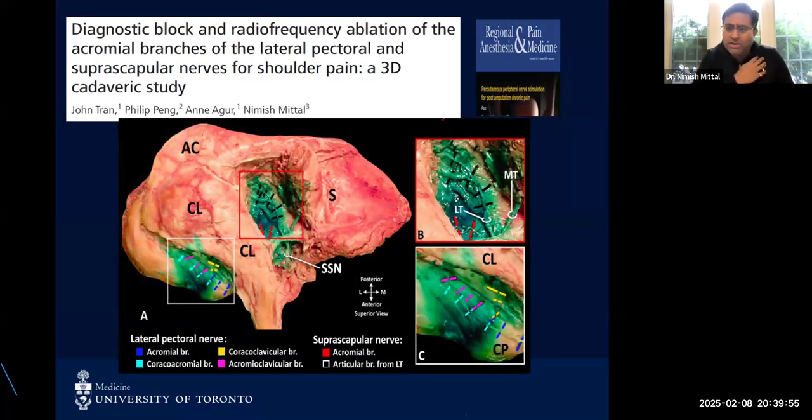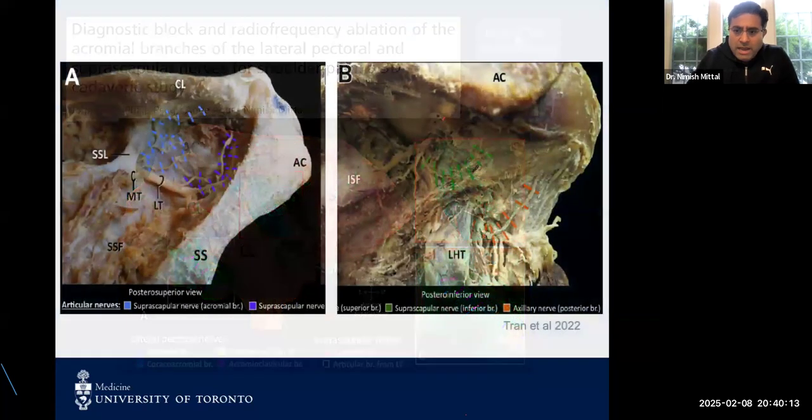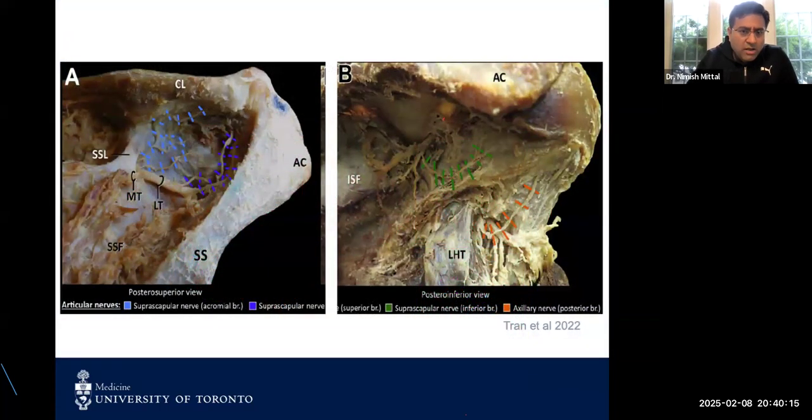We first, under ultrasound, injected these cadavers on the basis of the landmarks that we know based on sono-anatomy. And then another group of people went in, and they looked at if we stay in the right structures or not. And we had 100% success rate for suprascapular and the lateral pectoral nerve. I think I've already shown you these views.